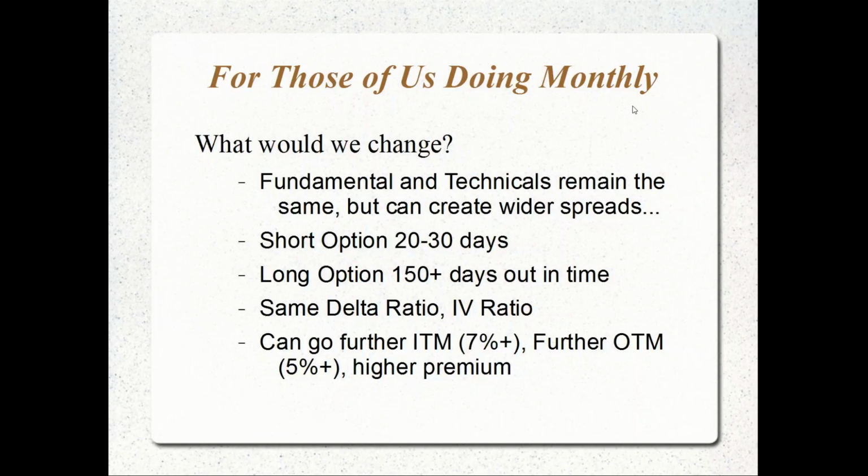And for the monthly, okay, all you change is that short option, go 20 to 30 days. The long option, 150, maybe 120 days out in time or more.